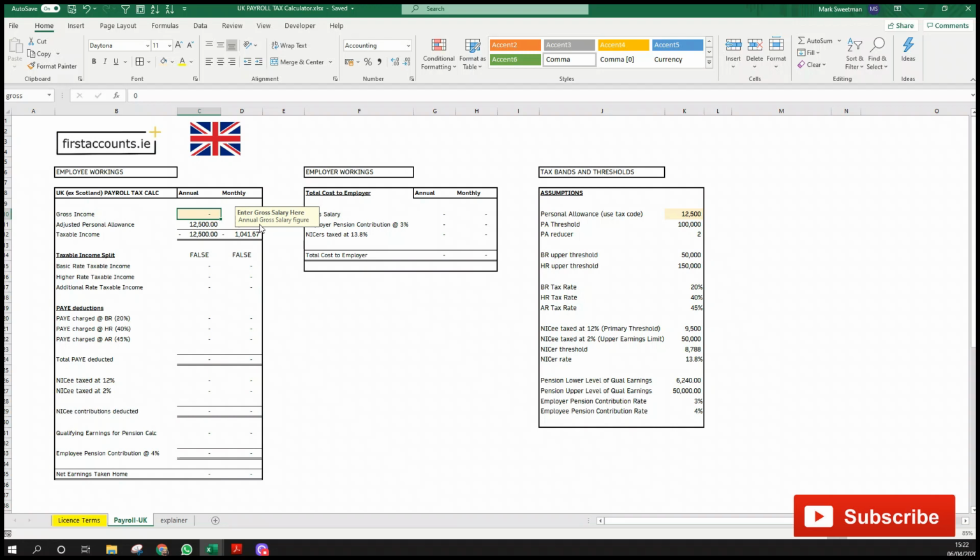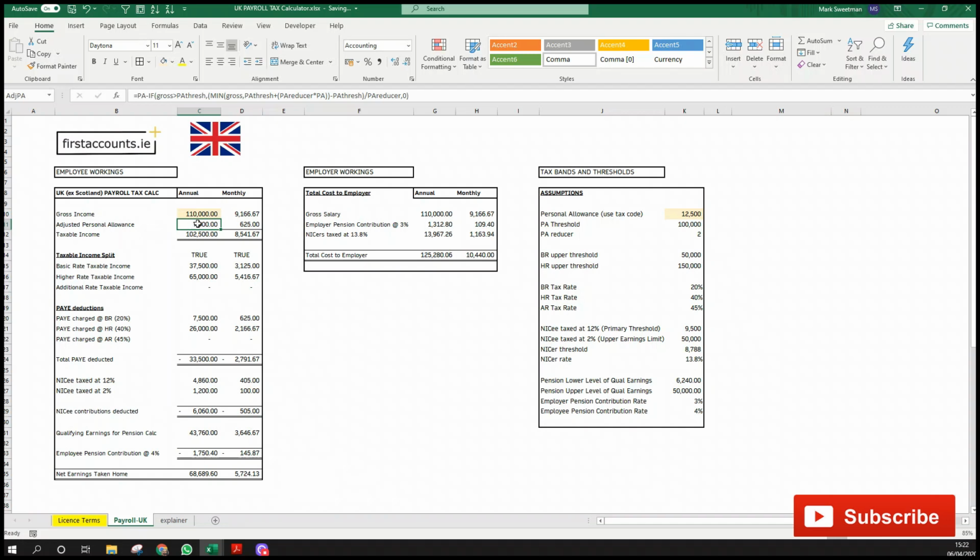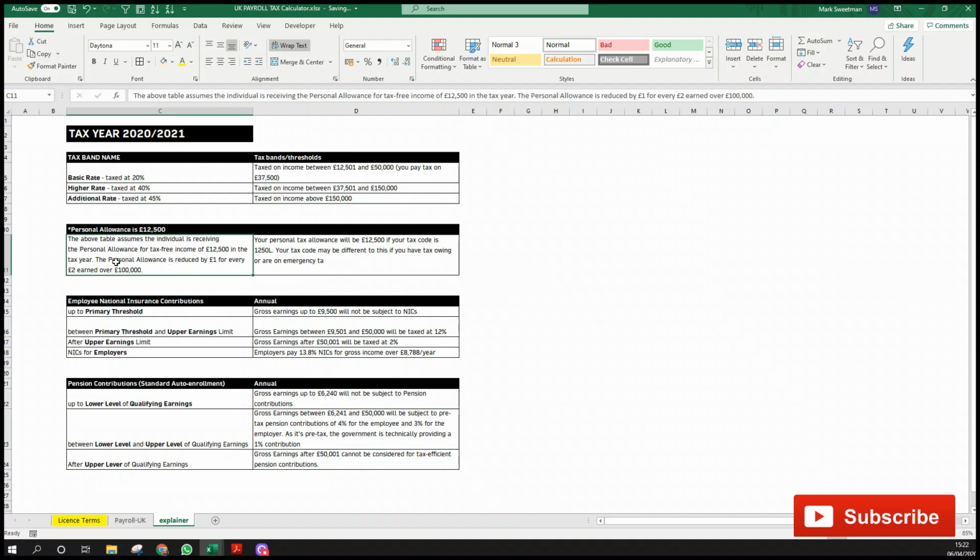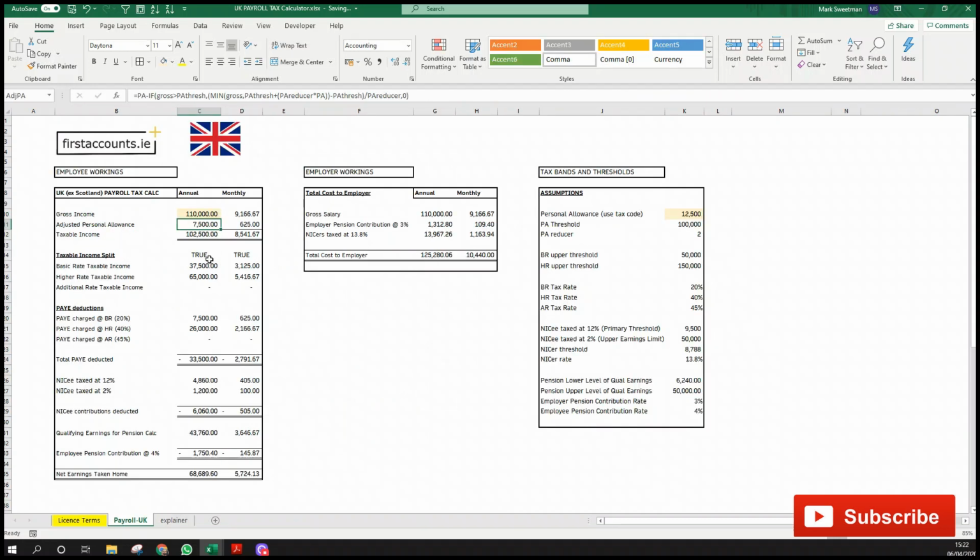So let's say you're lucky enough to earn £110,000 a year. This will adjust your personal allowance down from 12,500 to 7,500 because personal allowance is reduced by £1 for every £2 earned over £100,000. Next, it will calculate your taxable income and split that between basic rate taxable income, higher rate and additional rate. You will pay additional rate over 150,000 of earnings. So if I change that to 155,000, you'll see that the extra 5,500 is now taxable at the additional rate. But let's go back to 110,000 for this example.